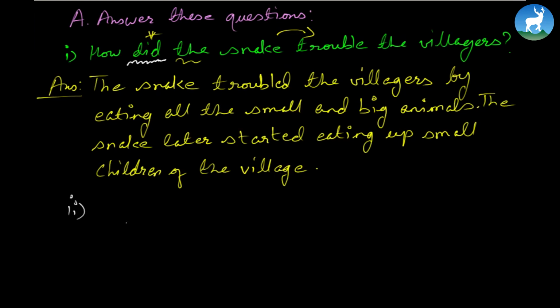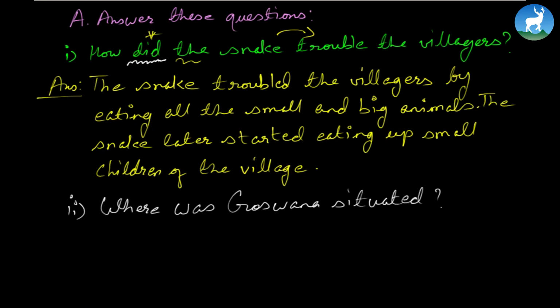Where was Goswana situated? Very simple. Where was Goswana situated? So where was it that Goswana was situated? Of course, take care of this auxiliary verb was. Goswana was situated where? See, very, very simple exercise. Goswana was situated on the bank of the Ganga River. Now, let's move further. You can do that on your own, of course.